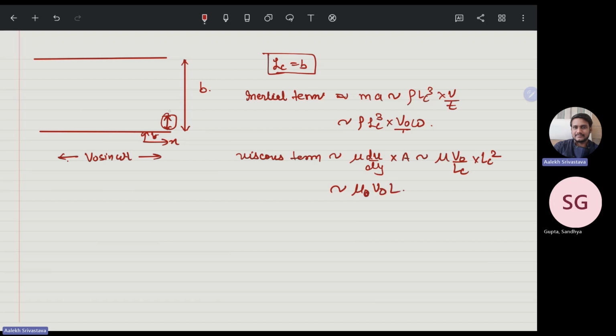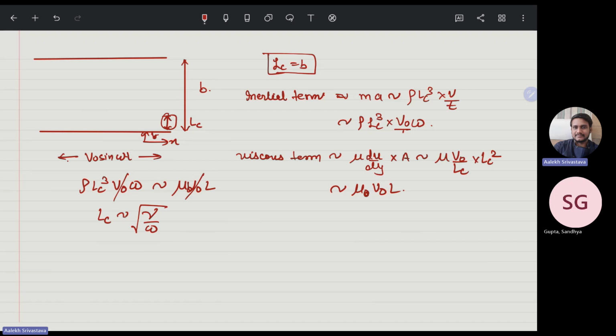Now what is this LC? Over this, viscous force is dominant. So if you take rho LC cube V0 into omega is of the order of mu V0 into L. So V0 will go out, and this LC cube, LC is of the order of magnitude of nu by omega under root.